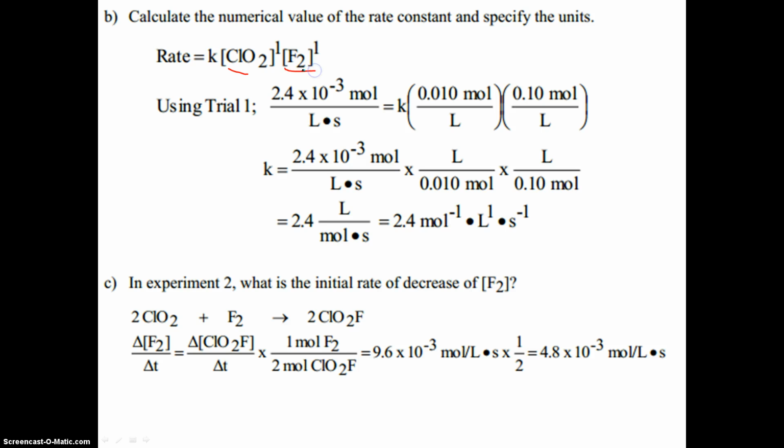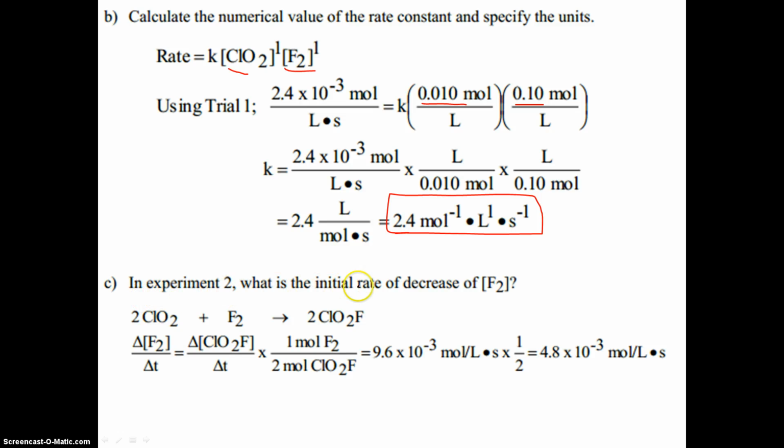You're given these values in the table. You can substitute any ones, it doesn't matter. So they took from trial 1. Both of the values were, ClO2 was 0.01, F2 was 0.1. You're given the rate also, so that's R. You're solving for K. Just watch your units. This one came out to 2.4 right there.